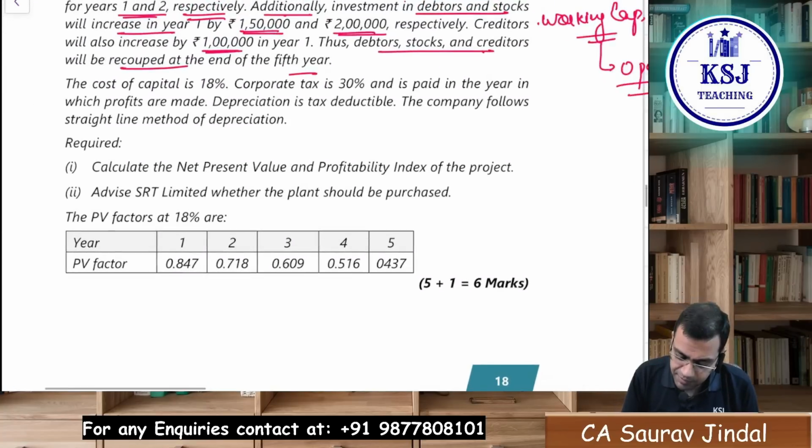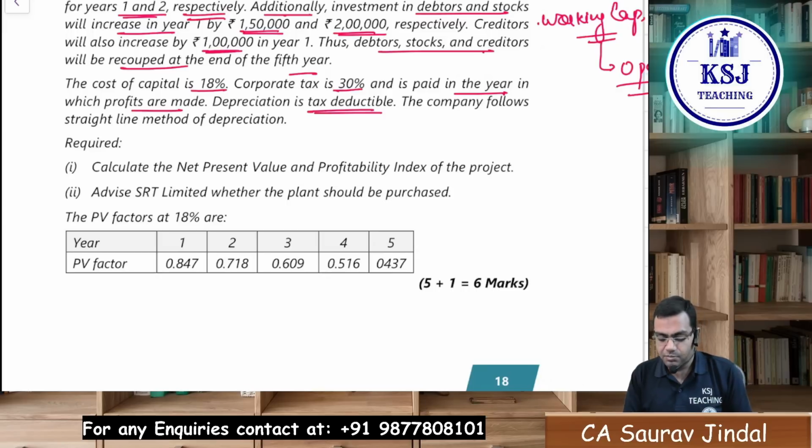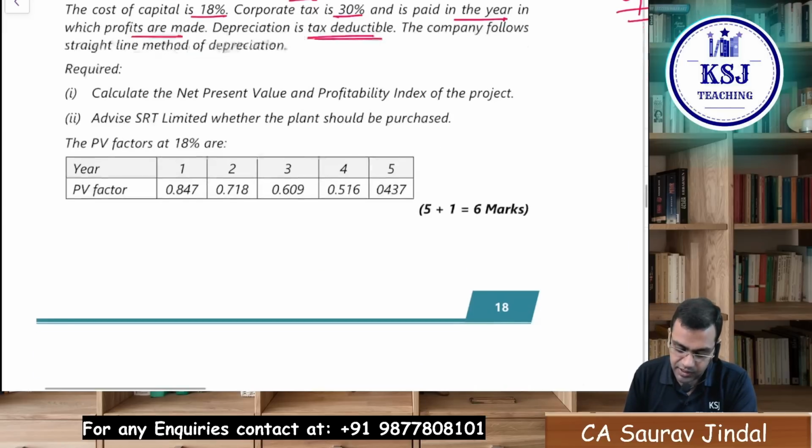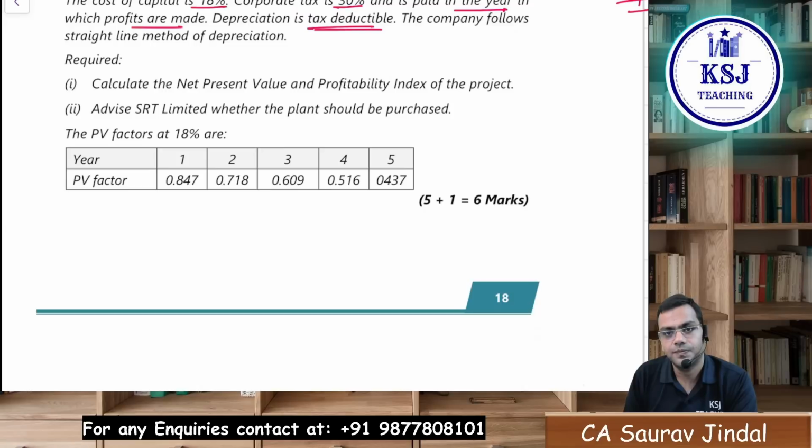The cost of capital is 18%, corporate tax rate is 30%, and is paid in the year in which the profits are made. The depreciation is tax deductible. Calculate the NPV and PI. Advise which plant should be taken. The present value factors are given to you. Is it difficult, sir? Simple.